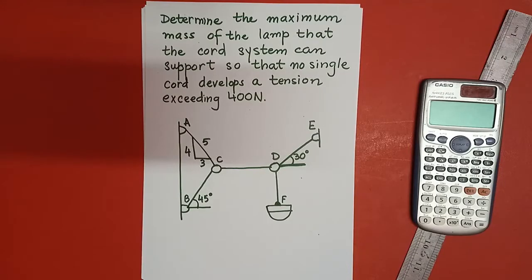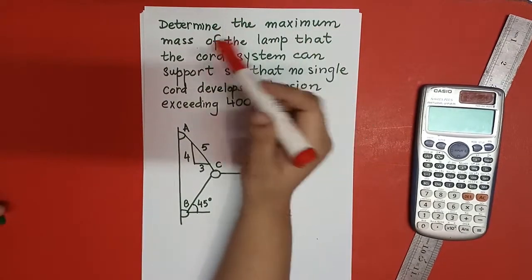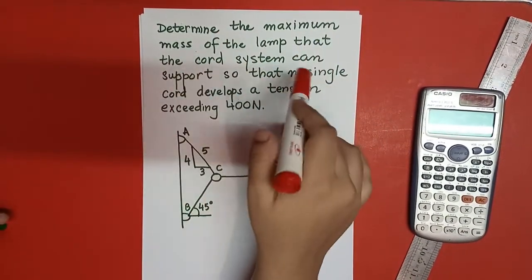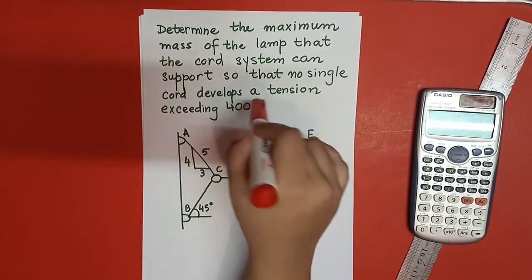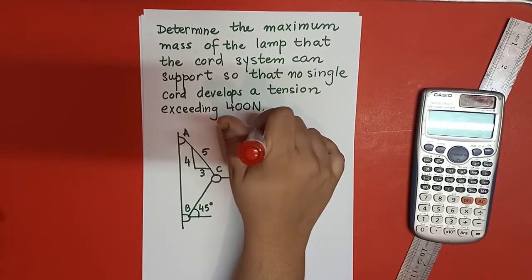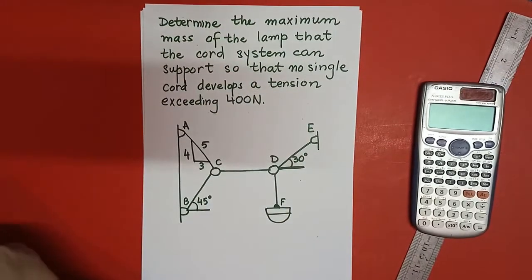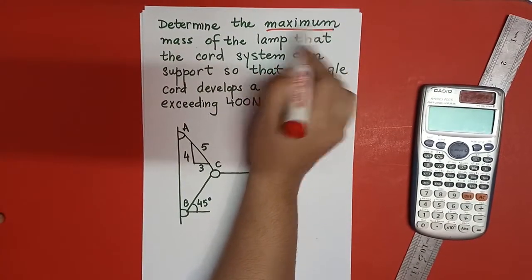Okay, dear students, there is another numerical on the tensions in cables. This is a practice problem: determine the maximum mass of the lamp that the cord system can support so that no single cord develops a tension exceeding 400 Newton. So we have to find out the maximum mass of the lamp.